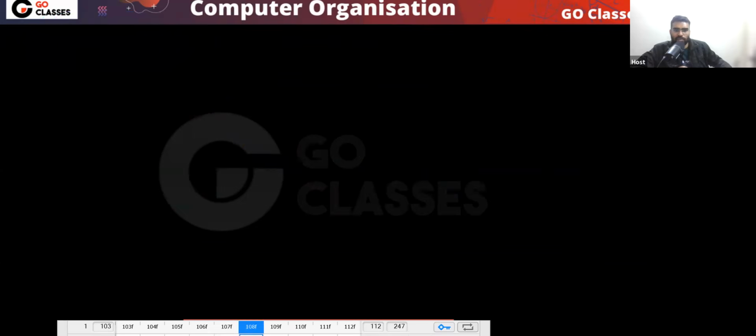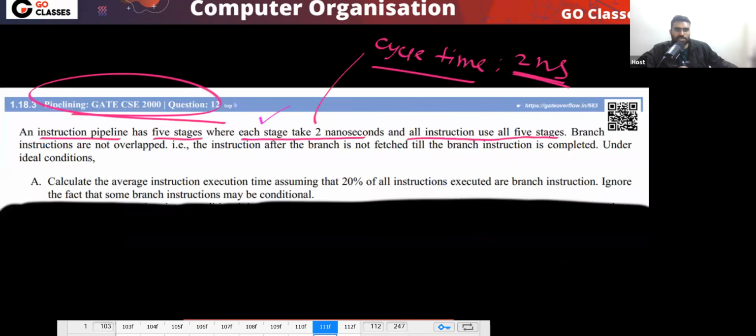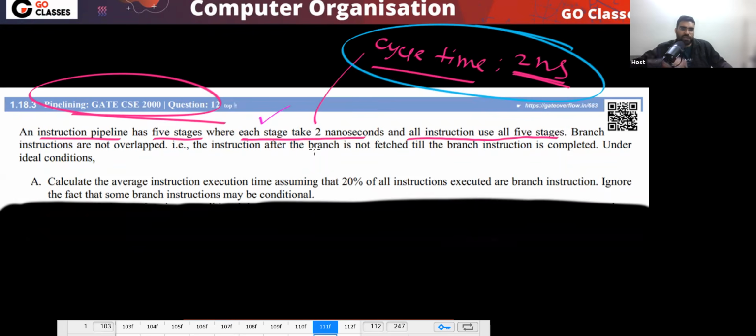Okay, anyway, now let's come back to this GATE question. You have an instruction pipeline which has 5 stages. Each stage is taking 2 nanoseconds. It means your cycle time is given to you, because every stage is completing its work within 2 nanoseconds. So that is your cycle time.